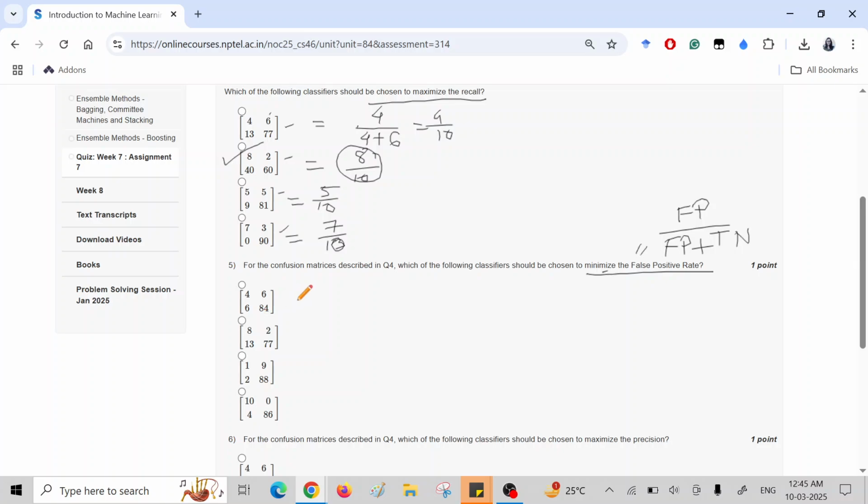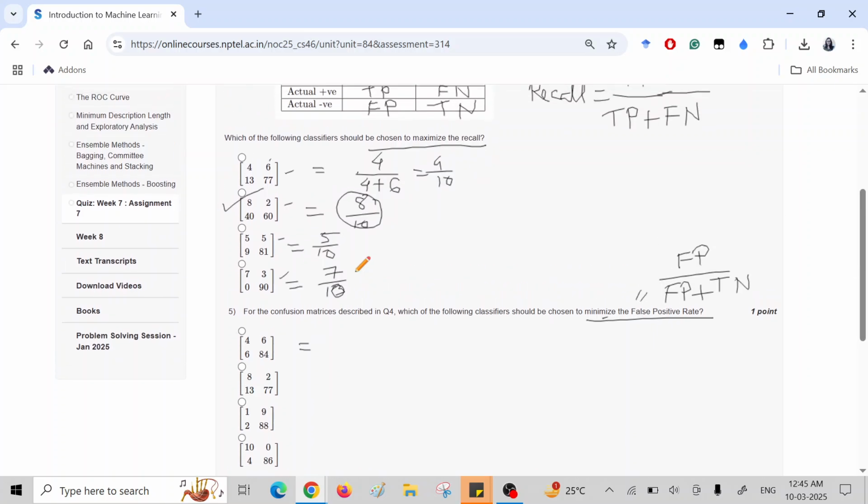So for the first one, false positive is this one, row number 2 and column number 1, whose value is 6, divided by 6 plus true negative, the second row, that is 84.